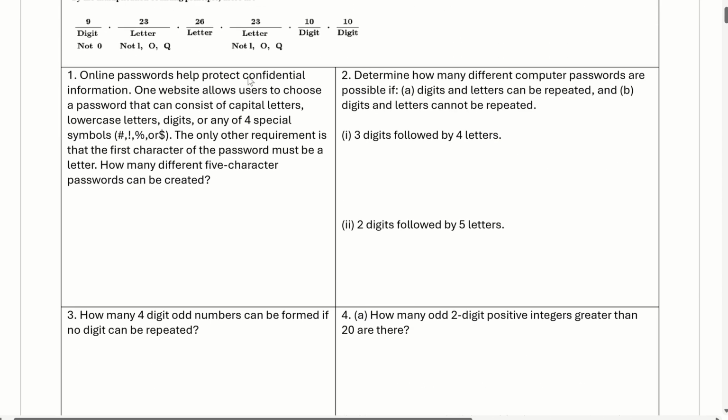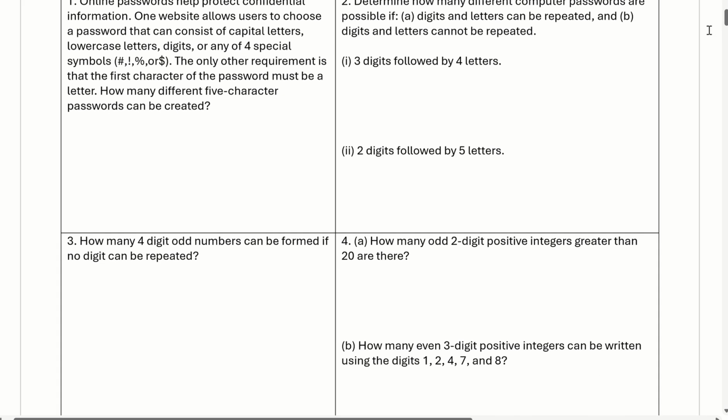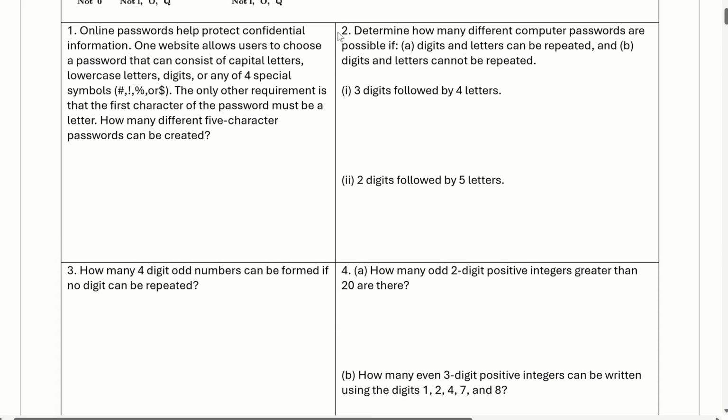Problem set number 1 is about using the multiplication counting principle. It says here, online passwords help protect confidential information. One website allows users to choose a password that can consist of capital letters, lowercase letters, digits, or any of 4 special symbols. The only other requirement is that the first character must be a letter. How many different 5-character passwords are used?